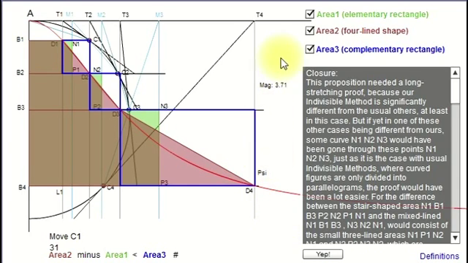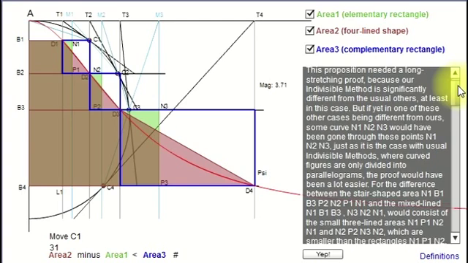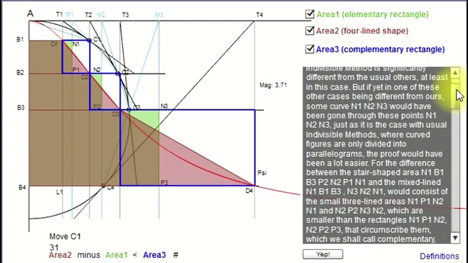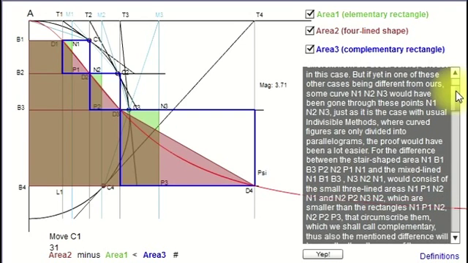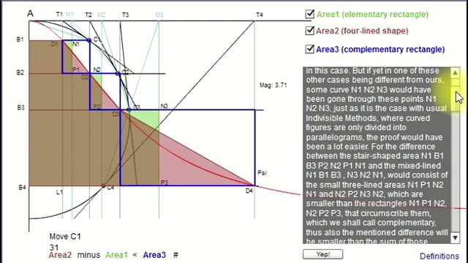He wrote, this proposition needed a long stretching proof because our indivisible method is significantly different from the usual others, at least in this case. But if yet in one of these other cases, being different from ours, some curve n1, n2, n3 would have been gone through these points n1, n2, and n3, just as it is the case with usual indivisible methods, where curved figures are only divided into parallelograms.